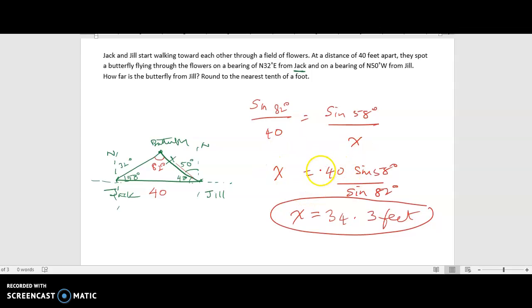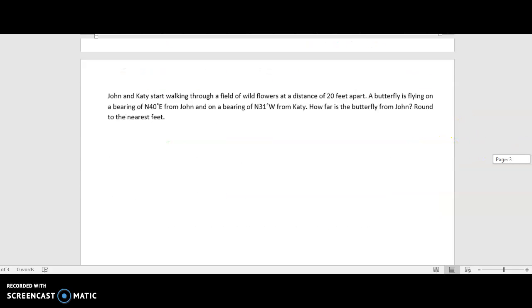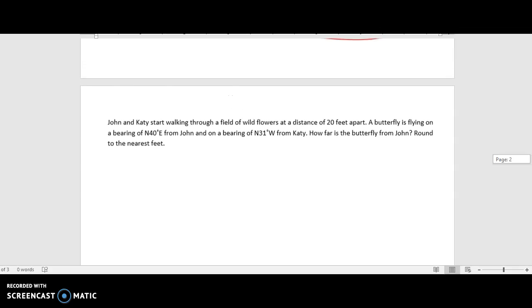So I don't want to solve that for you. I want you to try it. The key will be online in Schoology. I hope this helps. You can try this out by yourself.